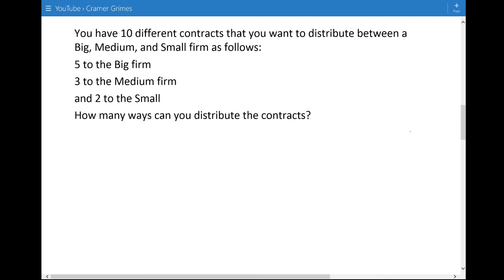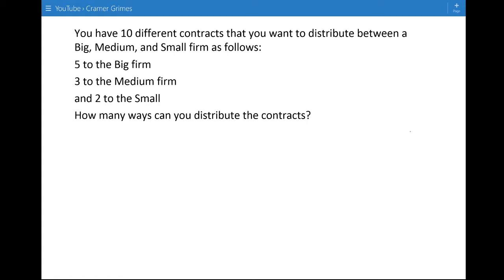So the next question: you have 10 different contracts that you want to distribute between a big, medium, and small firm as follows. 5 to the big firm, 3 to the medium firm, and 2 to the small firm. How many ways can you distribute the contracts?